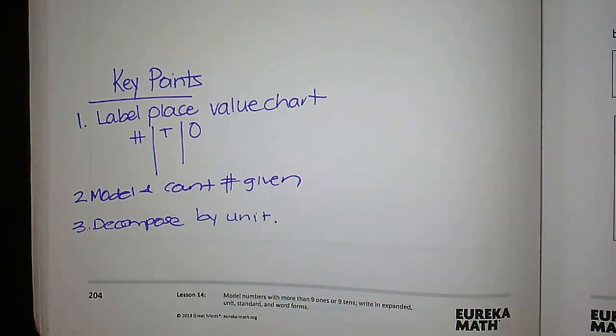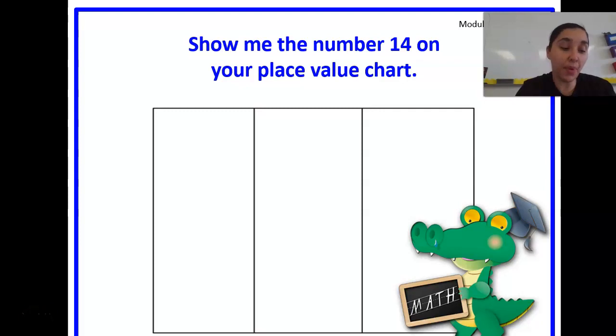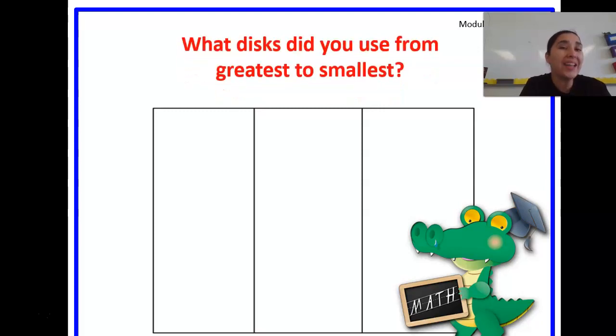Okay, boys and girls, let's start learning on the concept development. We have been practicing using or drawing the place value discs. Today, we will learn how to decompose a number in two different ways. So I want you to show me the number 14 on your place value chart. And I want you to think, what discs did you use from greatest to smallest? Here we go. Here's how the number 14 looks.